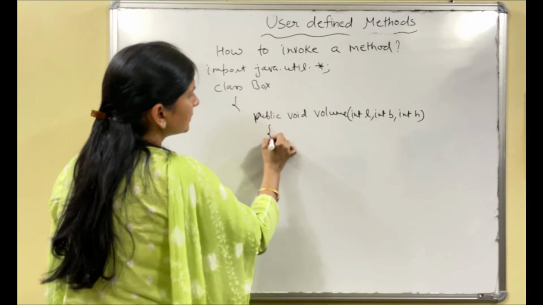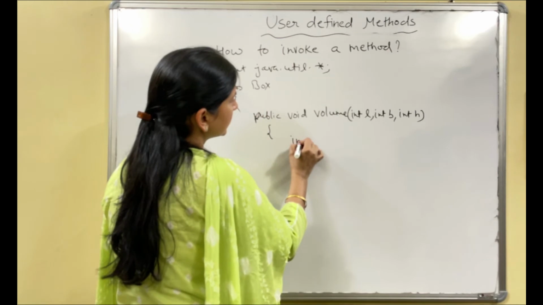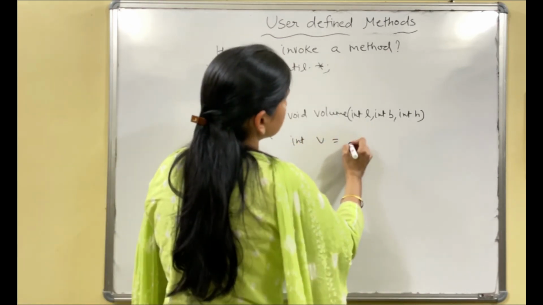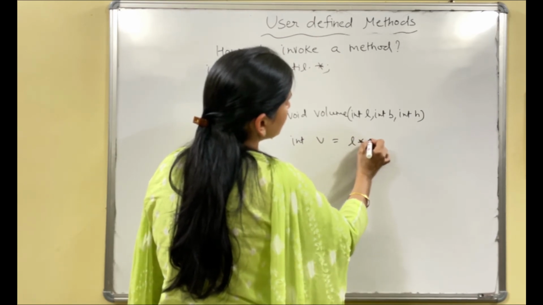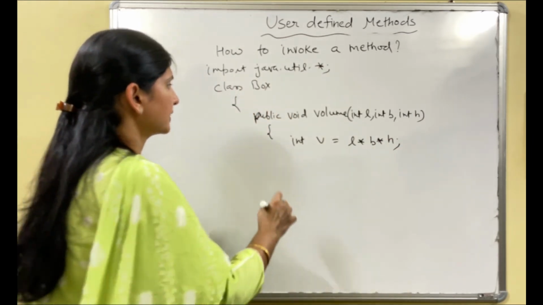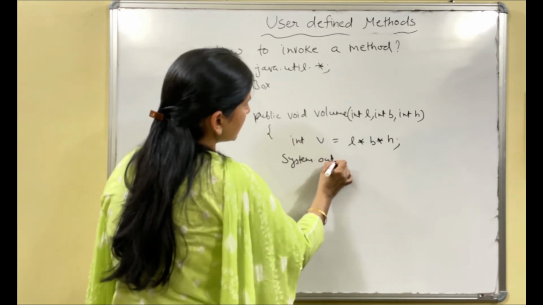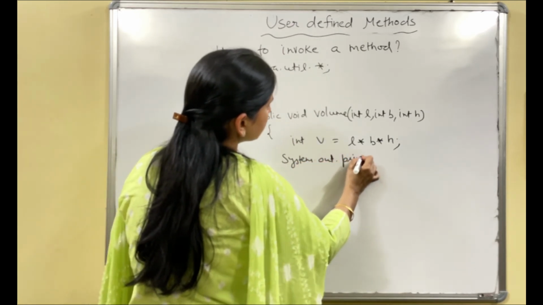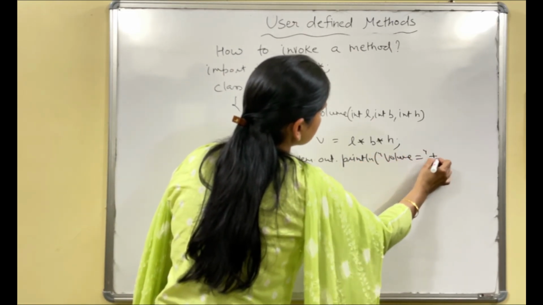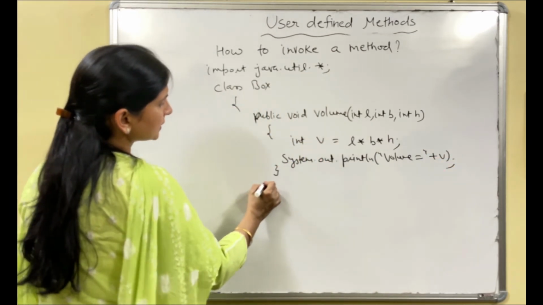Fine. Now the method body starts. So we need to calculate the volume. So I am taking here int V equals L into B into H, right? And we will display here only, System.out.println("volume = " + V). So no return type, I have displayed here only. Now what about the main method?